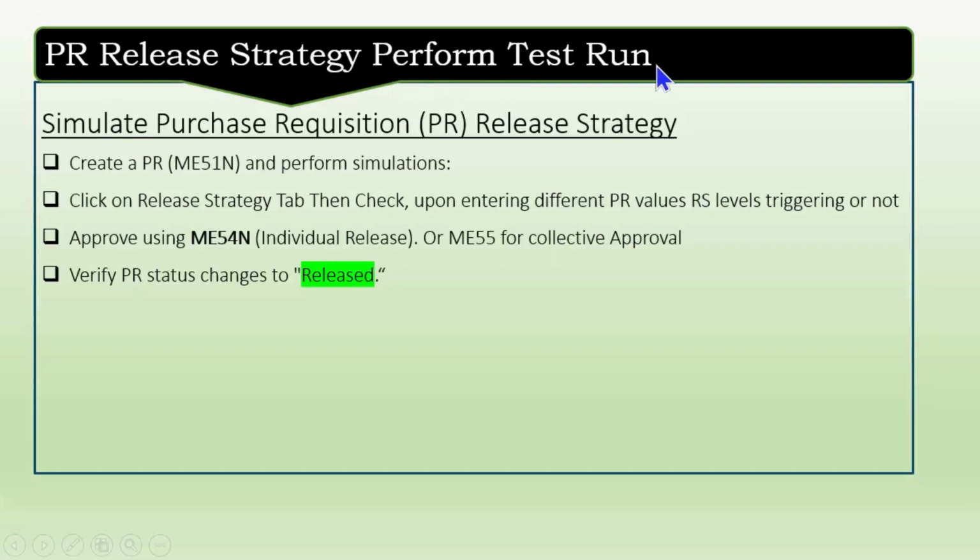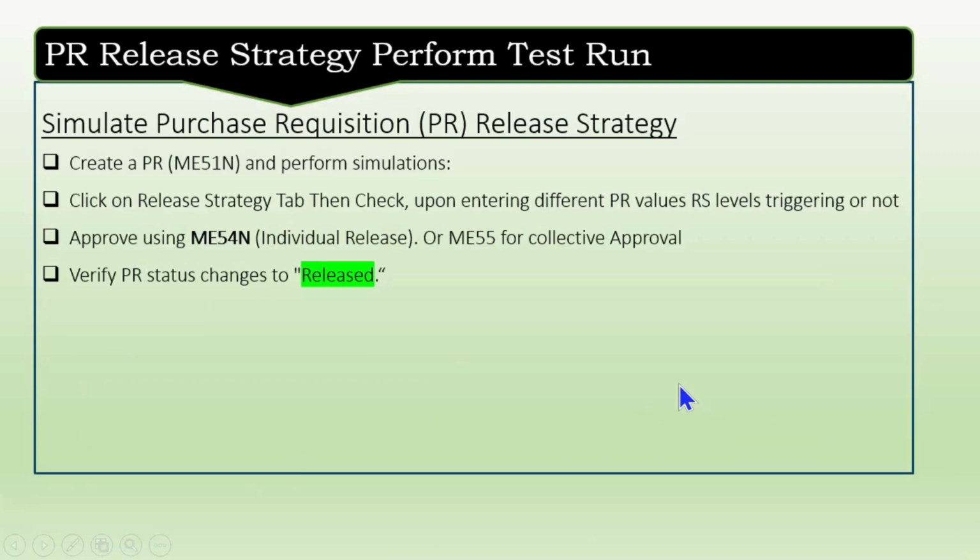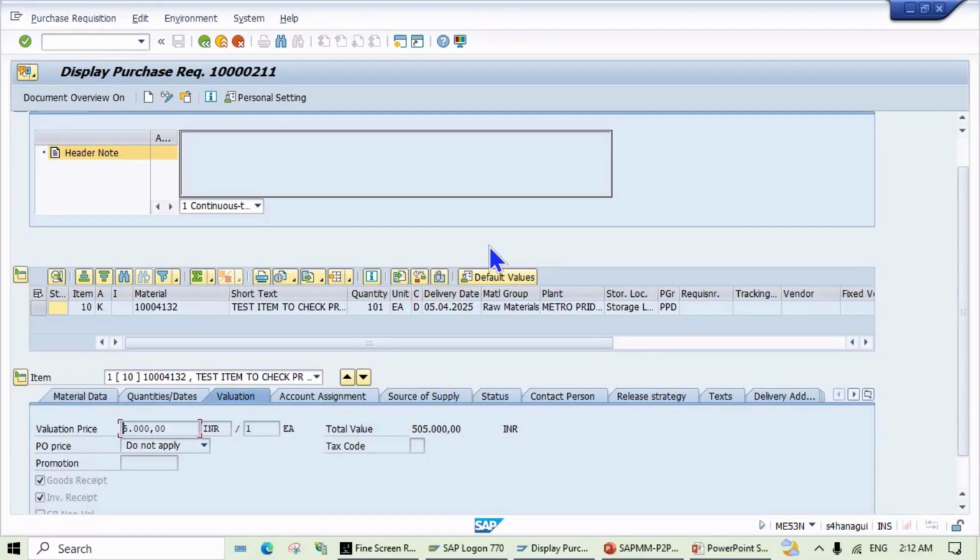PR release strategy, perform test run. Users, we have created the purchase requisition. We applied all these parameters, we tested, and then we will go back, perform this task, go and approve this PR, and in that way we'll be completing our task. Go back to the system.